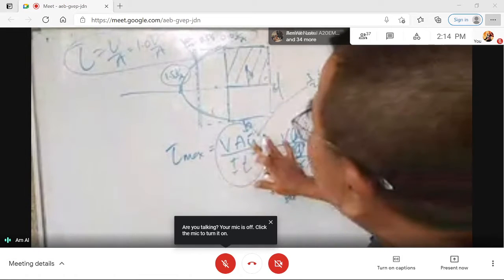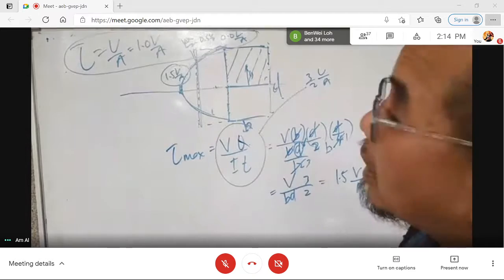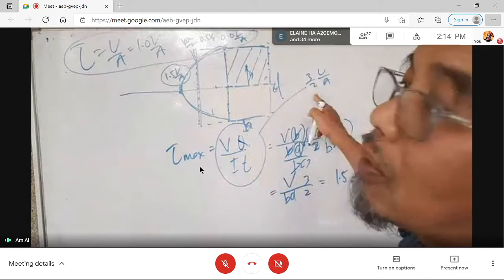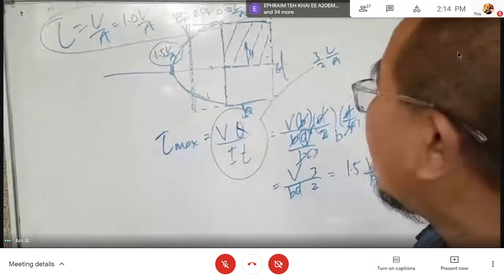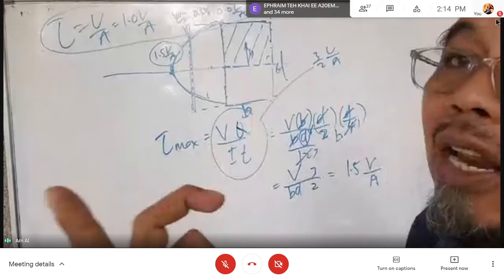Other places, the basic formula. What is that? VQ over IT. That special place here, that VQ over IT is equivalent to that one. Yeah? So that's not one case. So try to look at the circular one.